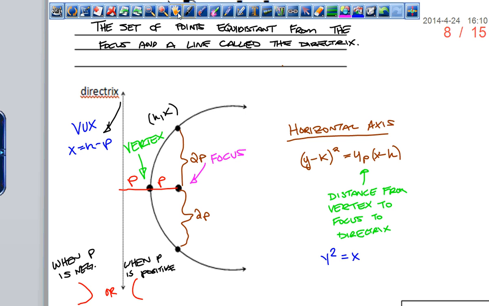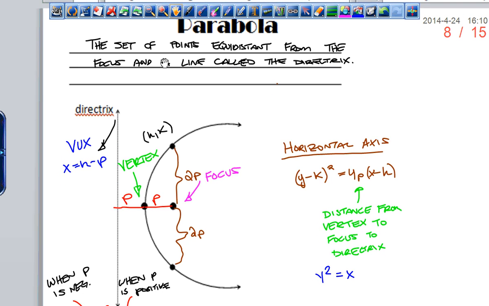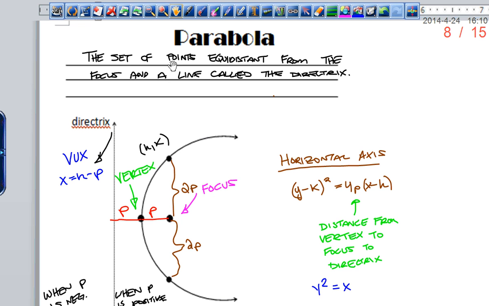All right, boys and girls, today is the last day of conics. It's parabolas. Got the definition here. I got some keywords I want to kind of point out: the focus and the directrix.